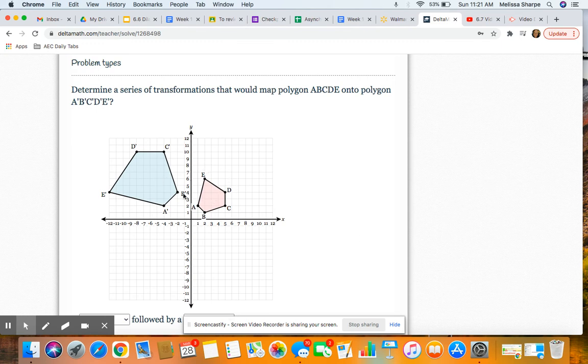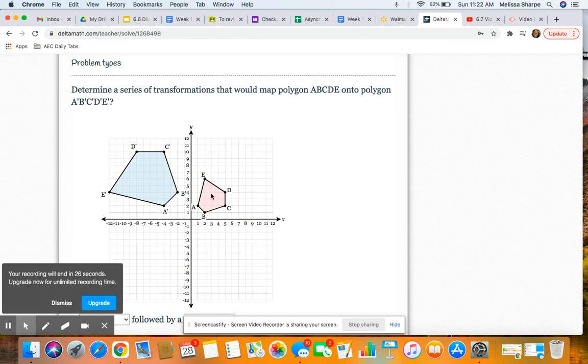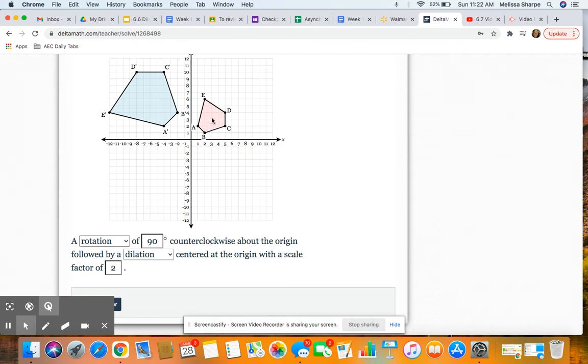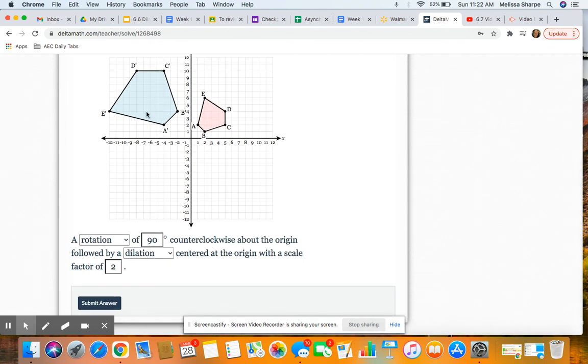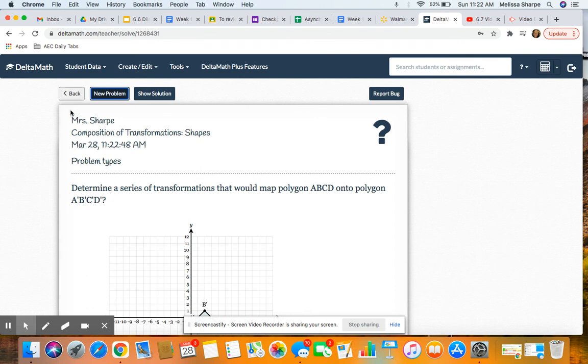So if we look right here, we're going from the pink to the blue because they do not have the primes on it, and the blue does. So what is happening? I like to always look at a point and see what's going on. If I look at point E here and point E over here, it has changed orientation. So I know it's been a rotation. It'd be 90 degrees counterclockwise, and you can use the rules to see that. And then, of course, it's been doubled in size, and so it's a dilation of 2. Okay, I know that went really quick.